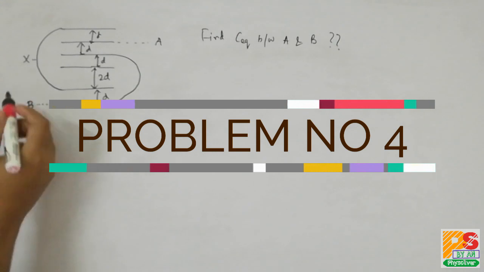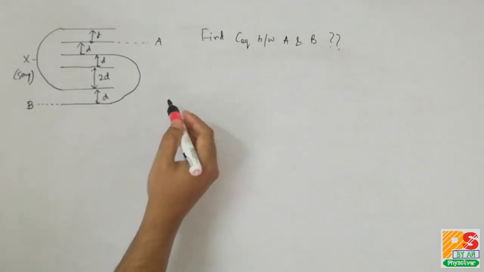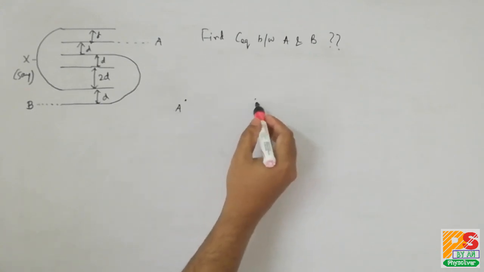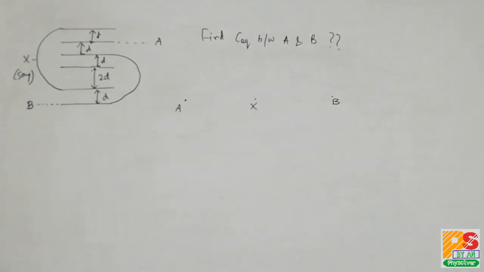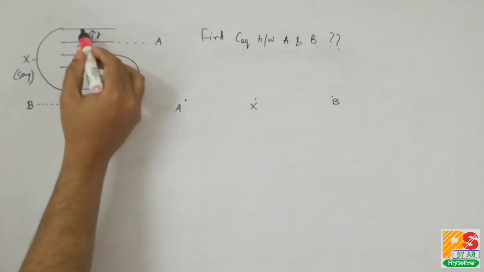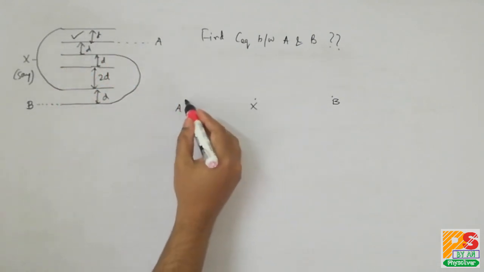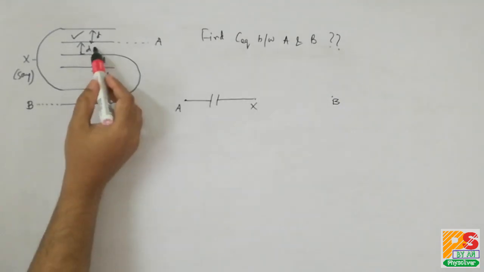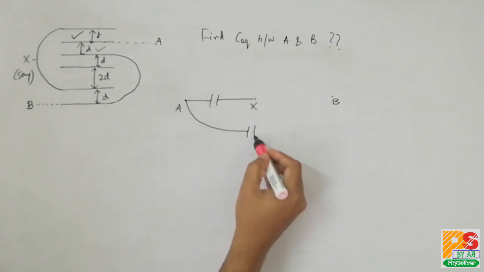This is our last problem. You can see the top gap is a capacitor of thickness D which is connected between A and X. The second gap is also a capacitor which is connected between A and B. This one is connected between A and X, so I draw it. It will be A epsilon naught by D. The next gap is connected between A and B. Let's draw it.